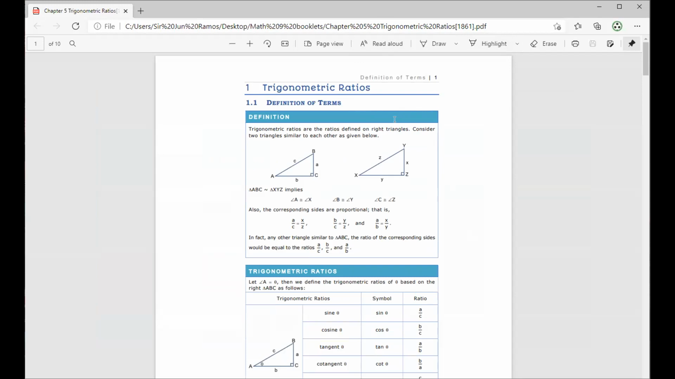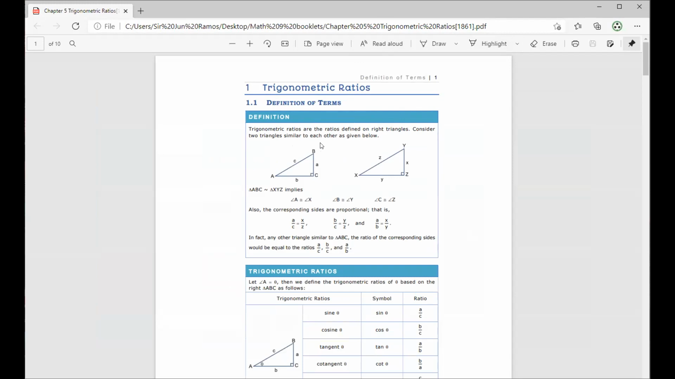Good day. Today we will be starting with trigonometry. Roughly stated, trigonometry means triangle measurement. And for the first part of this chapter, we'll be dealing with trigonometric ratios defined on a right triangle.